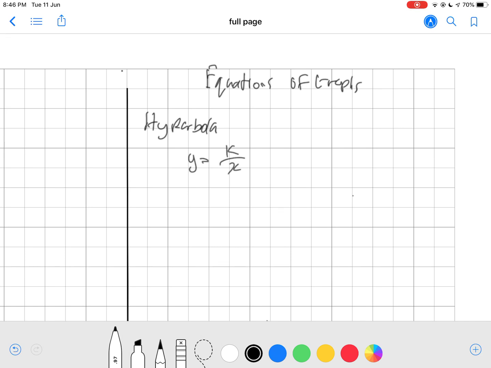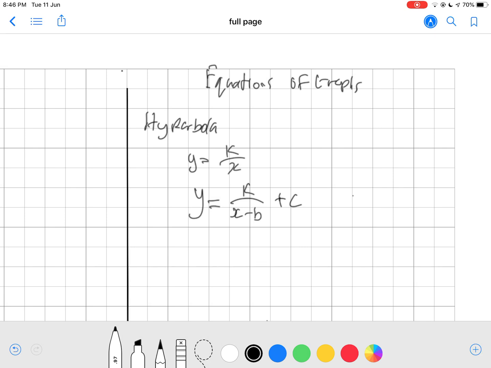But for your exam, most of the exam questions you're going to get, the hyperbola is probably going to have been shifted a specific amount of units left or right, and a certain number of units up or down, okay? So then we have to find out the transformed equation of the hyperbola, which is y equals k divided by x minus b plus c.